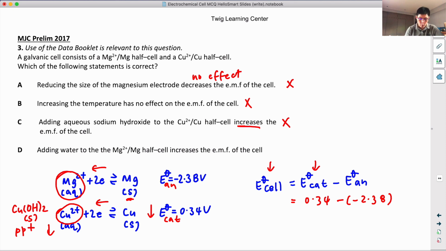Okay, what happens when you... Okay, let me remove this first. Just take a bit of this. Let me just write it all again.